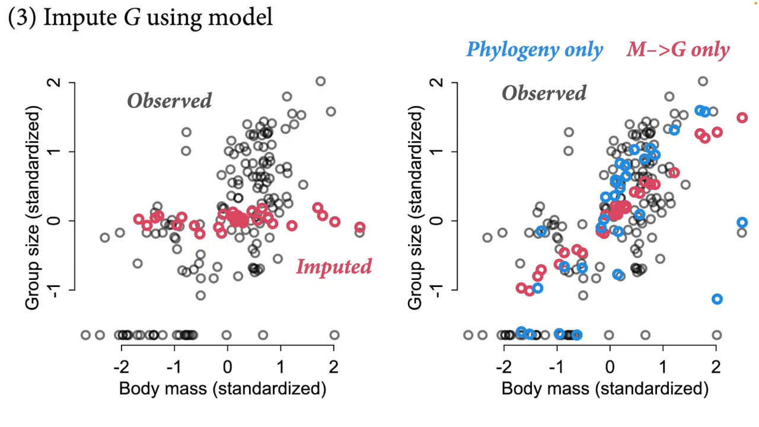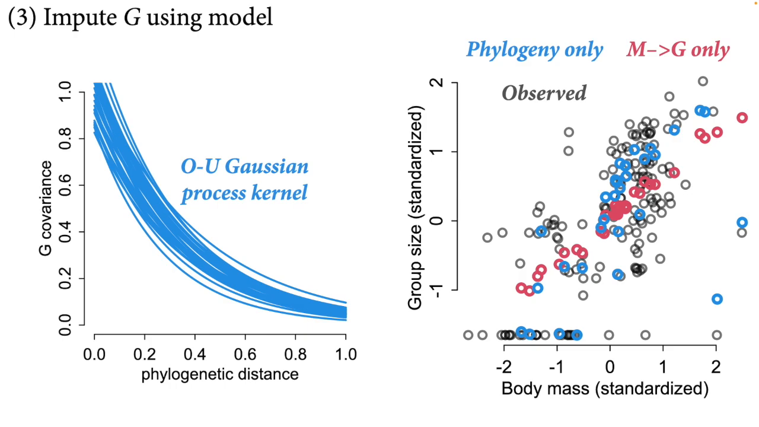And now you see there's a lot more structure here. This is because there's a lot of phylogenetic signal on these things. And so it captures a regression relationship without assuming anything about a linear relationship between these two variables. It's just the information in the phylogeny. So here's the way you can think about that. We plot the OU, Ornstein-Uhlenbeck Gaussian process kernel here, and you see that there's a lot of phylogenetic signature for group size in these data. And that's why the imputations for nearby species are hugging one another so much in the graph on the right, the blue points on the right.